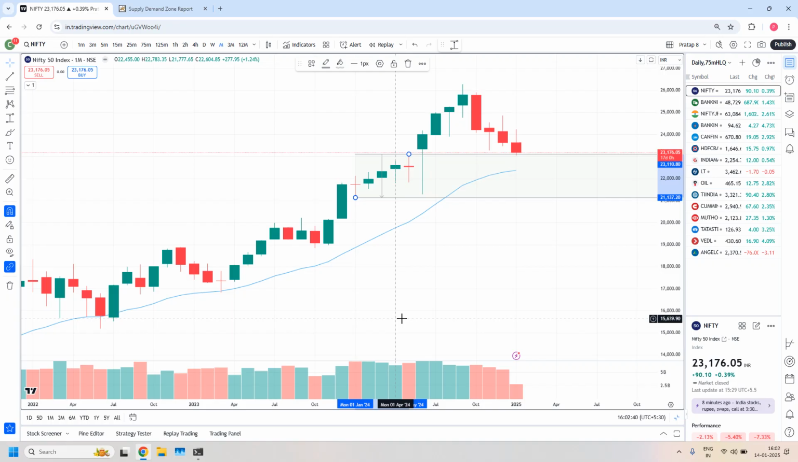Last time also, I have seen it two years back in the month of October. The downfall started in Nifty and continued for about 9 or 10 months. Same behavior I have seen even before that, during the COVID period, also the same behavior.